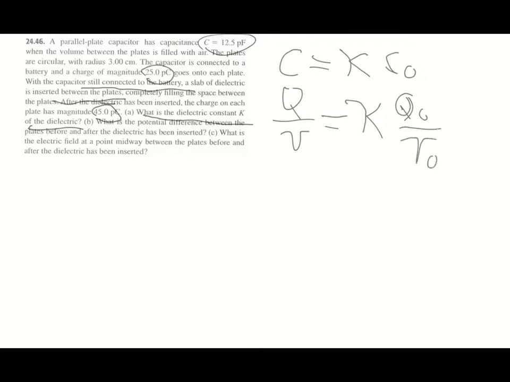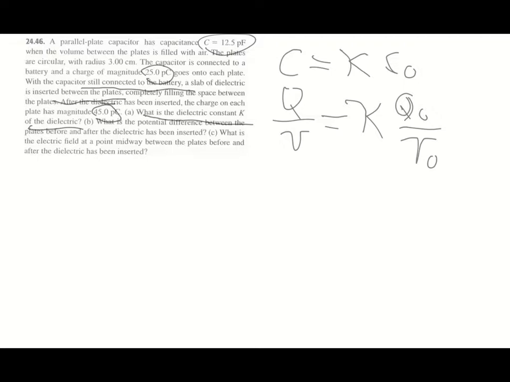Let's talk about that first. We can relate the capacitance of an unfilled capacitor to a filled capacitor by saying that C equals kappa, the dielectric constant, times C naught. If that's true, and we use Q equals CV, then C is Q over V. The charge on the capacitor with the dielectric over the voltage of the dielectric-filled capacitor equals kappa times the charge on the unfilled capacitor divided by the voltage on the unfilled capacitor.